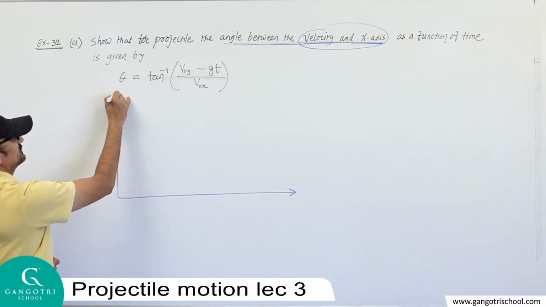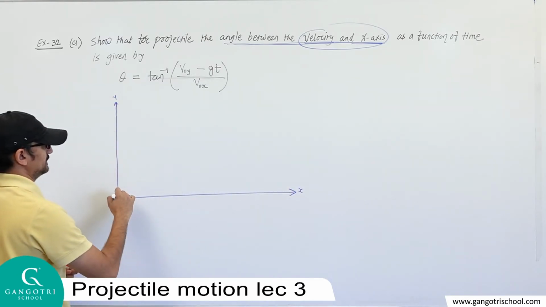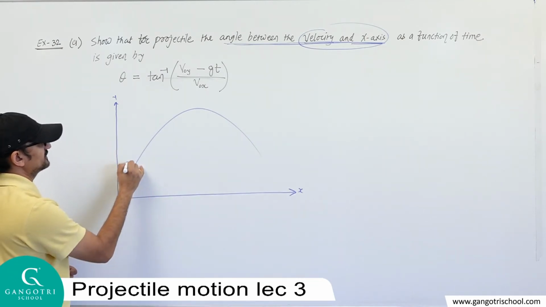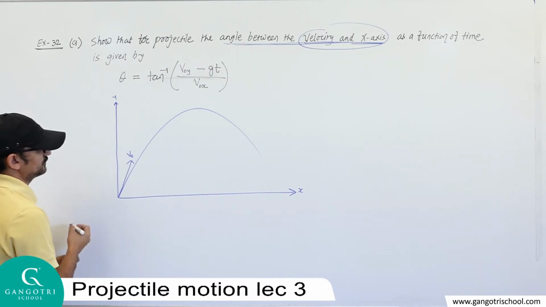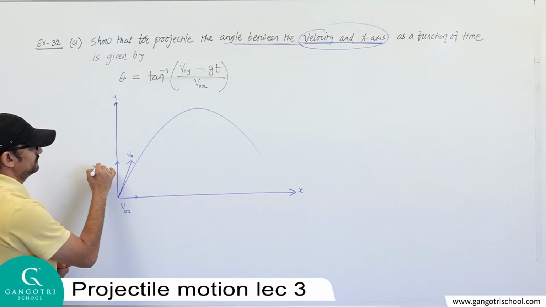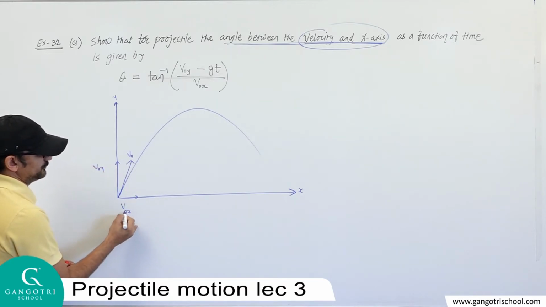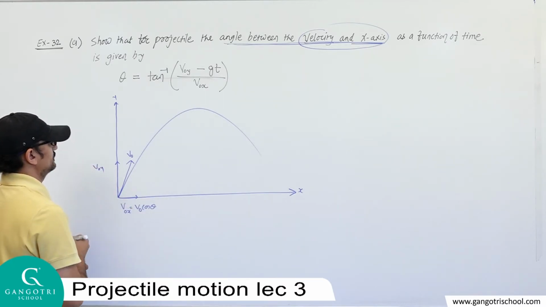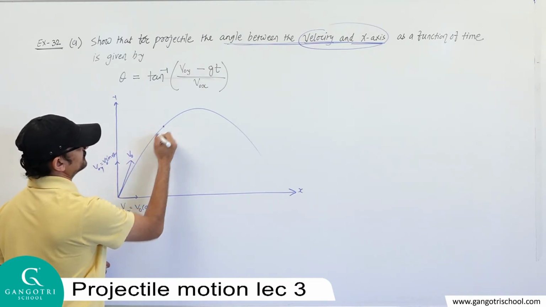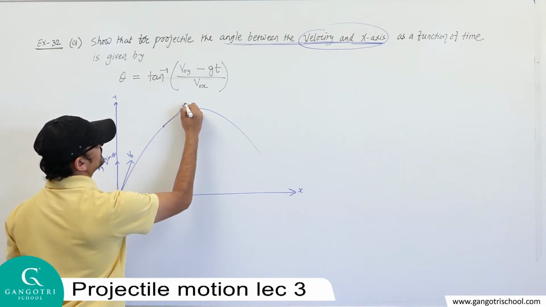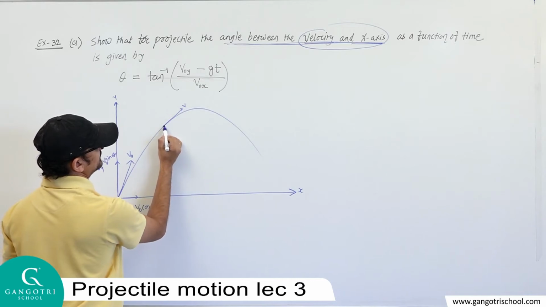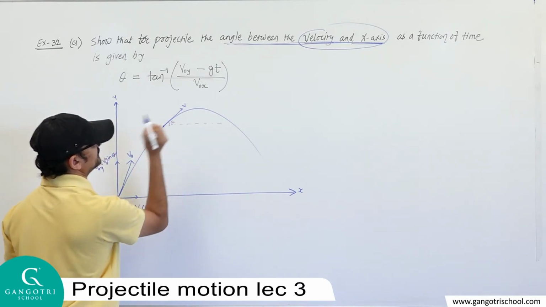Okay, suppose this is the y and x axis. We all know now the projectile motion. This is the projectile motion. The object is thrown from here with an initial velocity v0. We know that initial velocity has two components, v0x and v0y. The x component of initial velocity is v0 cos theta, the y component of initial velocity is v0 sin theta. After some time, suppose the object reaches here. Here its velocity is in the direction of the tangent. The angle of this velocity vector with the x-axis is, suppose, theta.